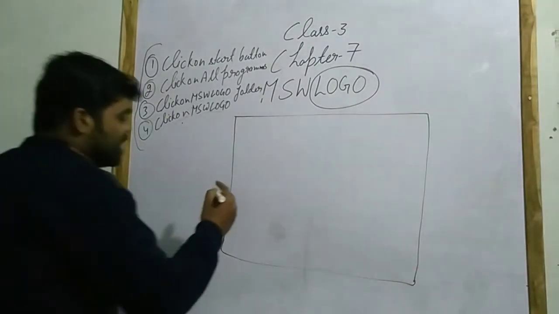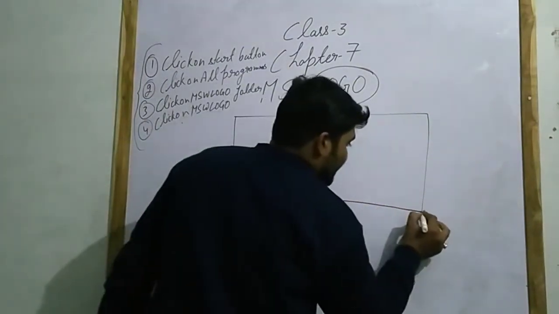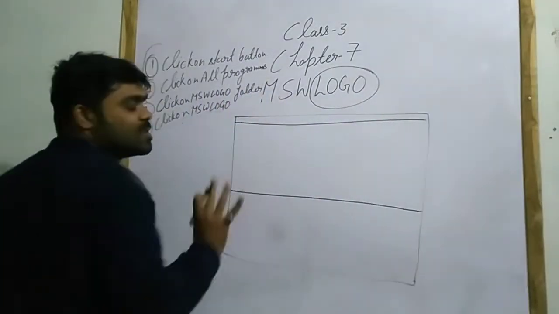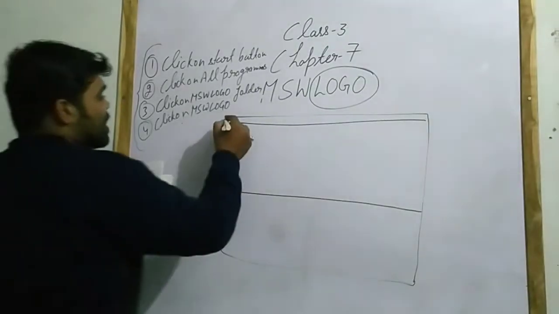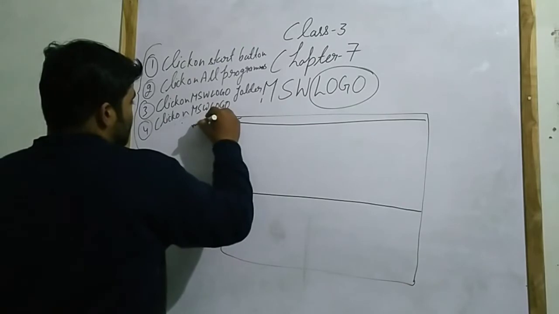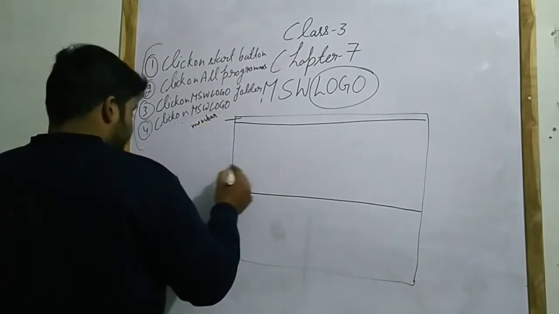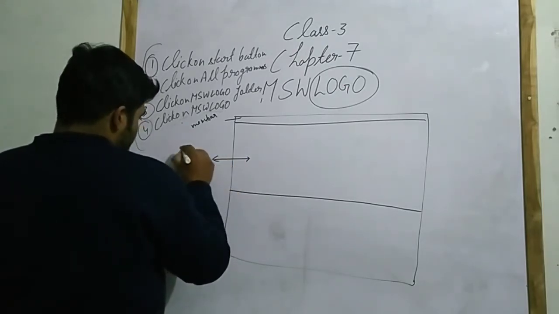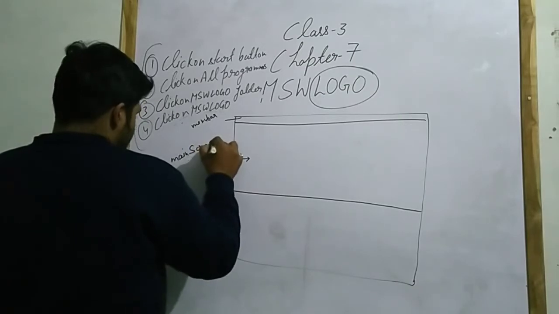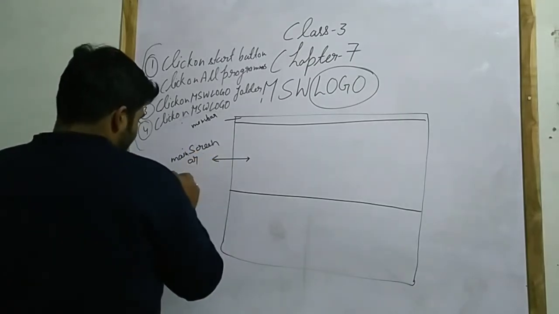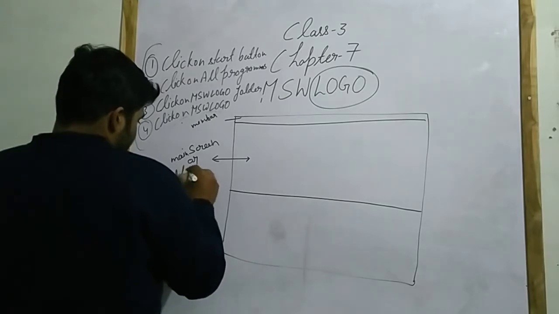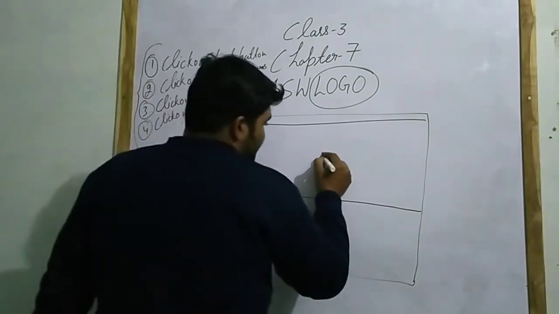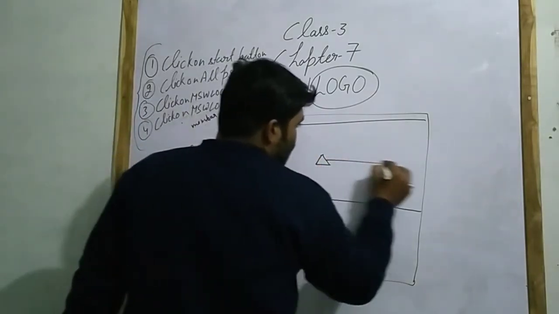Then the screen is divided into two parts, an upper part and a lower part. The upper one is known as the menu bar. This part is known as your main screen or graphic window. Here you can see a turtle, the Logo turtle.